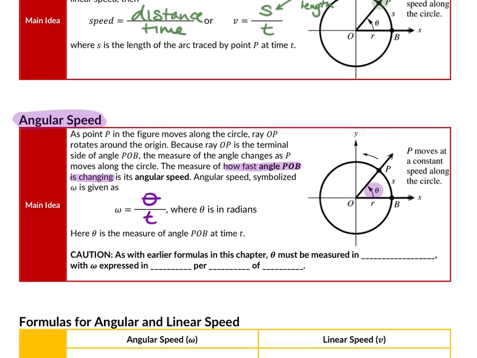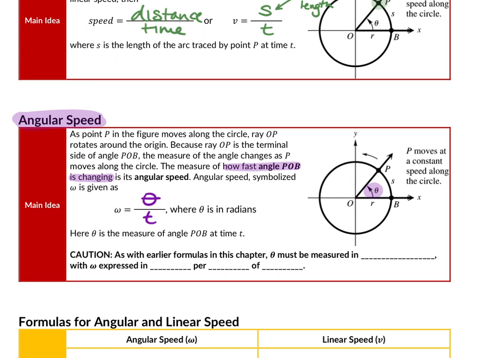As with earlier formulas in this chapter, for angular speed, theta must be measured in radians. We cannot do this formula in degrees. It only works in radians. That means that omega is going to be units-wise expressed in radians per unit of time. So like radians per second, radians per minute, radians per whatever. That's how we're going to express omega. So instead of like velocity, we're used to miles per hour. This would be like radians per hour.